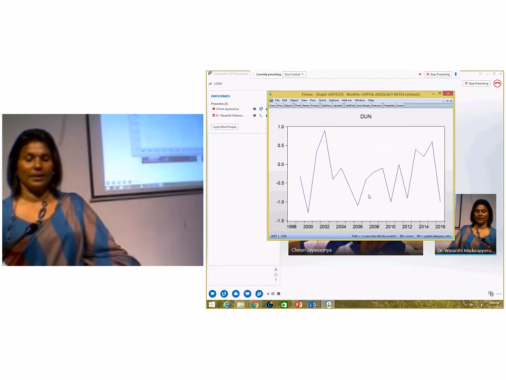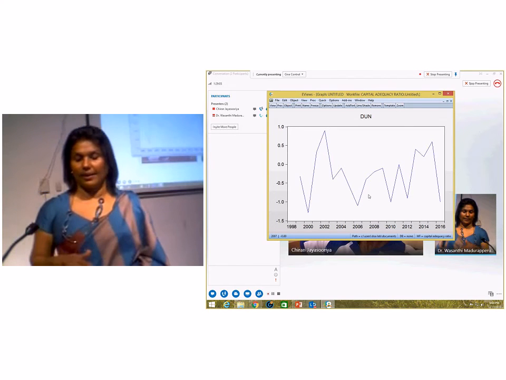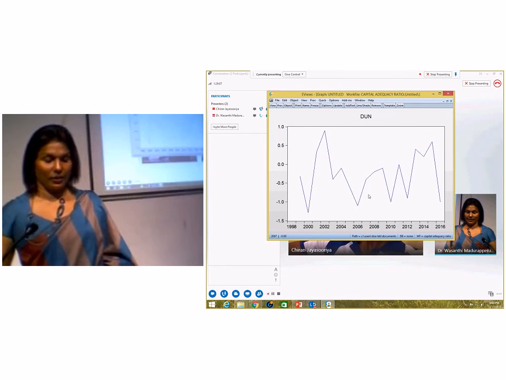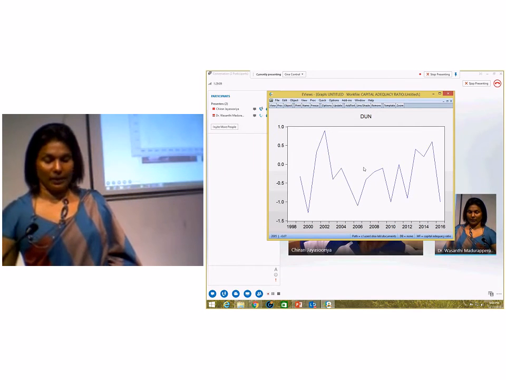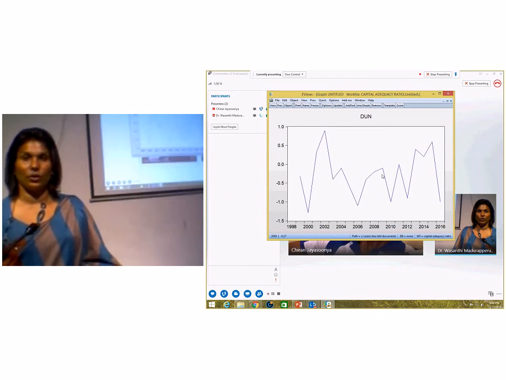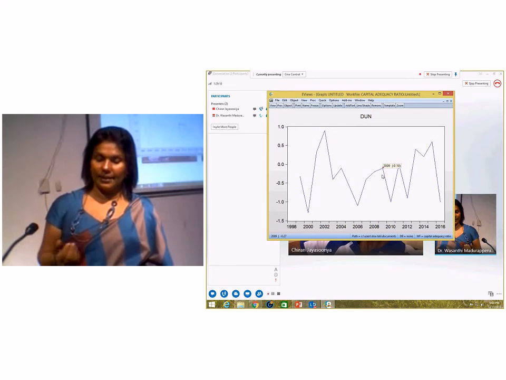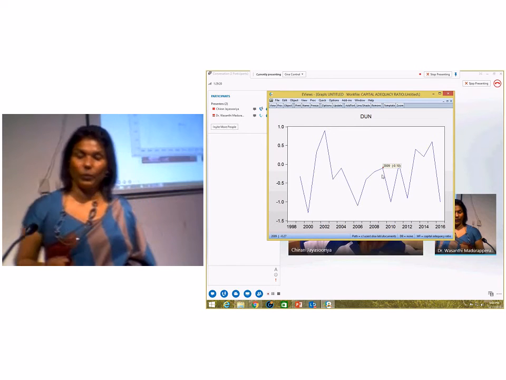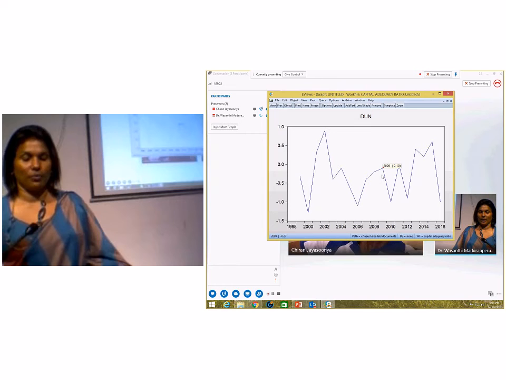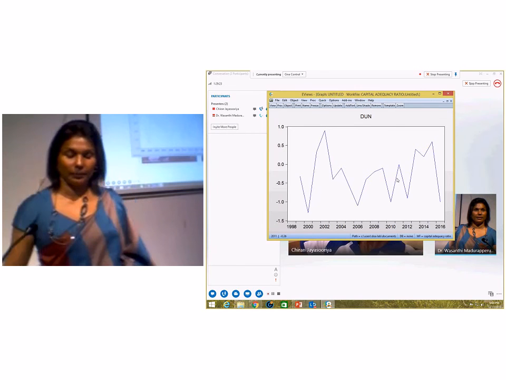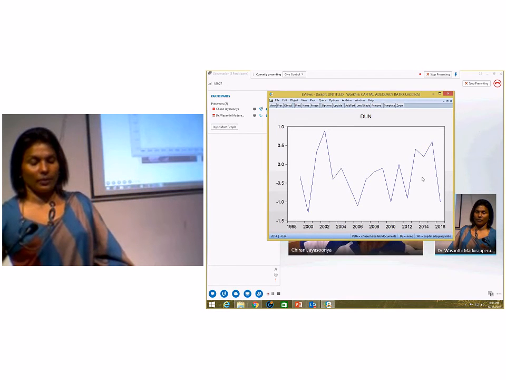Now you can see there are some ups and downs. These shocks, unexpected changes, are removed in the first difference variable. In the first difference variable there is no autocorrelation issue as well. So then the series are stationary.